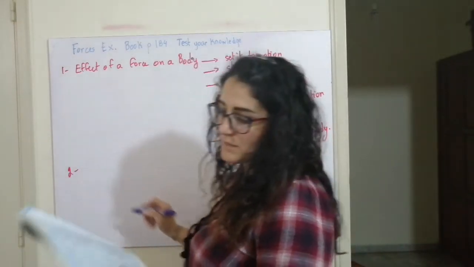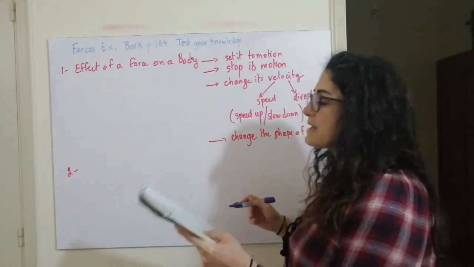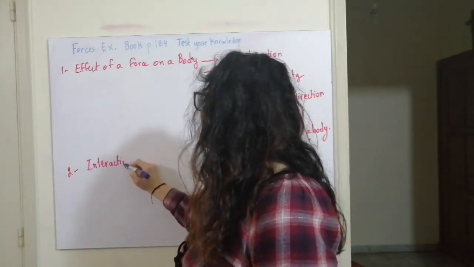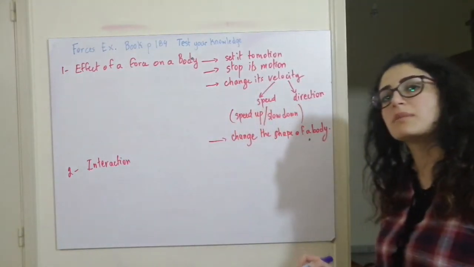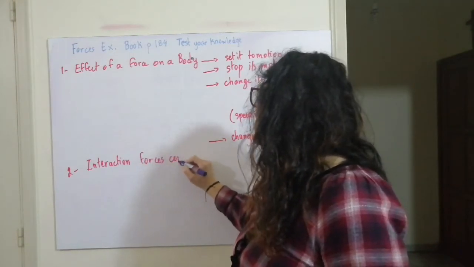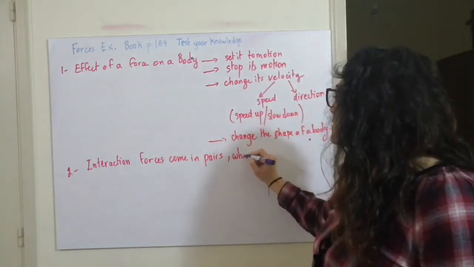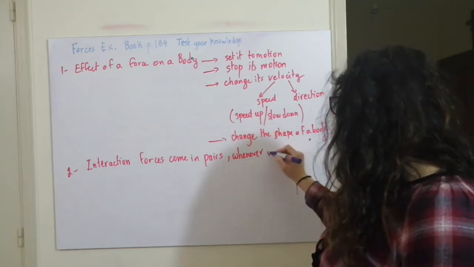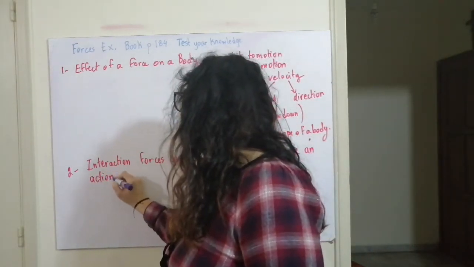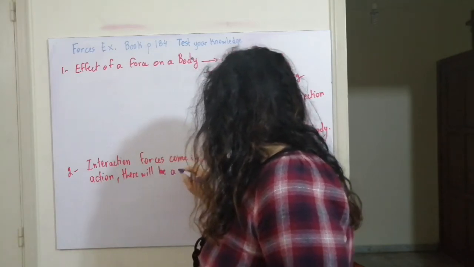Number 2. What is meant by the word interaction? Give examples of interactions at a distance and of contact. So whenever I say interaction, I mean that forces always come in pairs. So I have always two forces. Forces come in pairs whenever we have an action, there will be a reaction.